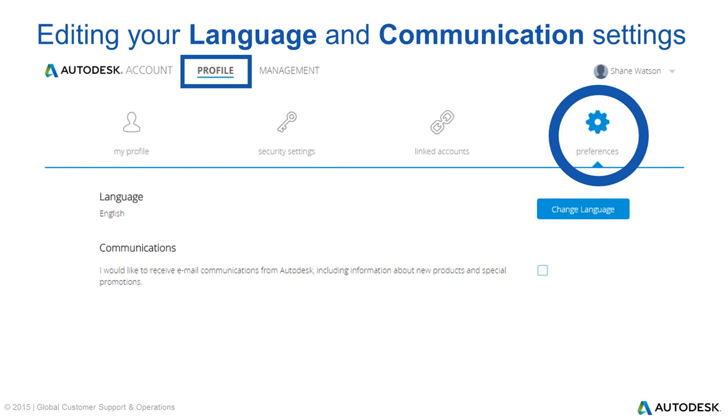Okay, so let's jump into exploring your Autodesk profile and making sure all of your user information is correct. Okay, let's start with your language preference. So you can choose in which language you'd like to use your Autodesk account, and again, those 14 languages we mentioned earlier in the presentation are available, and any communications will be sent in that language you select. You can also opt in or out to receive email communications from Autodesk here. This would include information about new products and promotions.